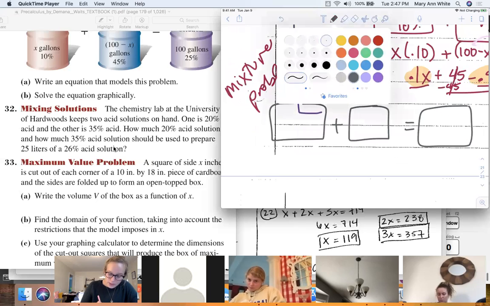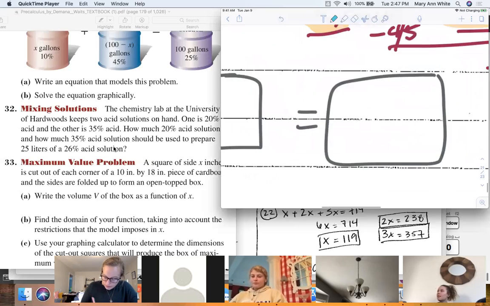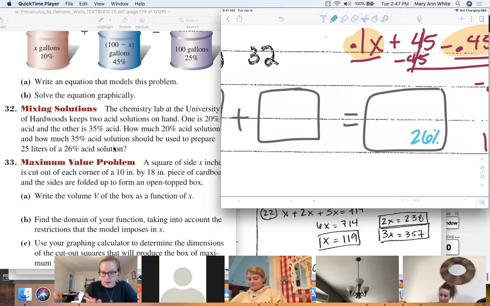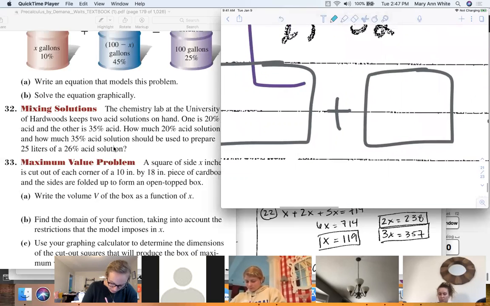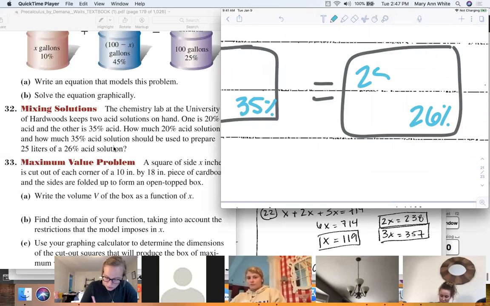If you struggle with what to do, I would pick one of them to do first. Since I have all my percentages, I'm going to do that first. I know that the total percentage is going to be 26%. And so the two other ones are what's spread out with my other two, I guess, buckets. One is 20% and one is 35%. Now I know my total number of liters is going to be 25, so that goes on the total, 25 liters of 26%.